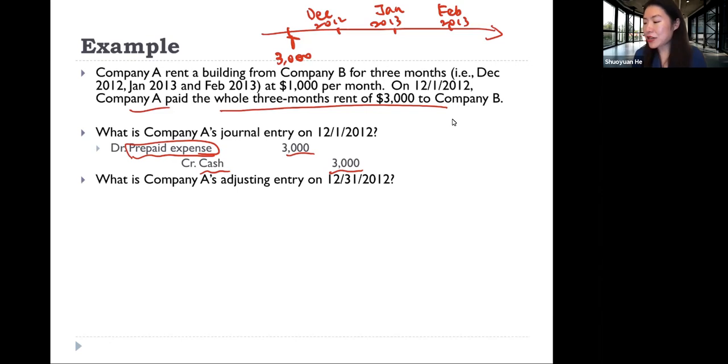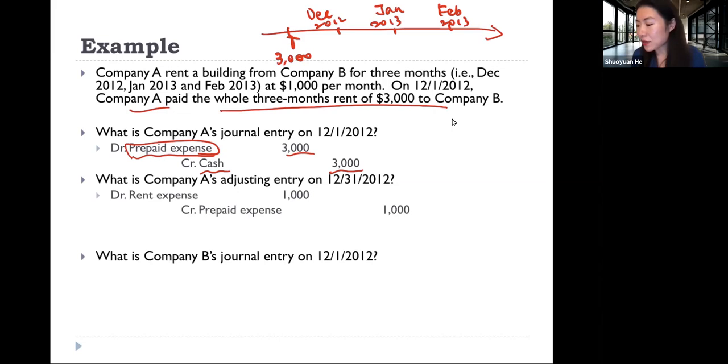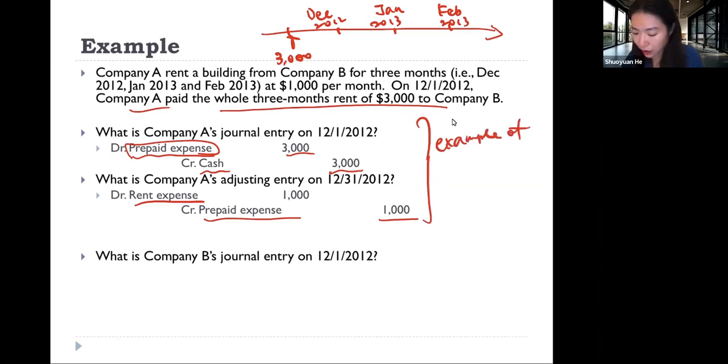And what is company A's adjusting entry on December 31st, 2012? On December 31st, 2012, company A has already used the building for 1 month. So now company A can record rent expense because the economic event has happened at this time. And then prepaid expense goes down by 1,000. This is an example of prepaid expense, which is one kind of prepayment.